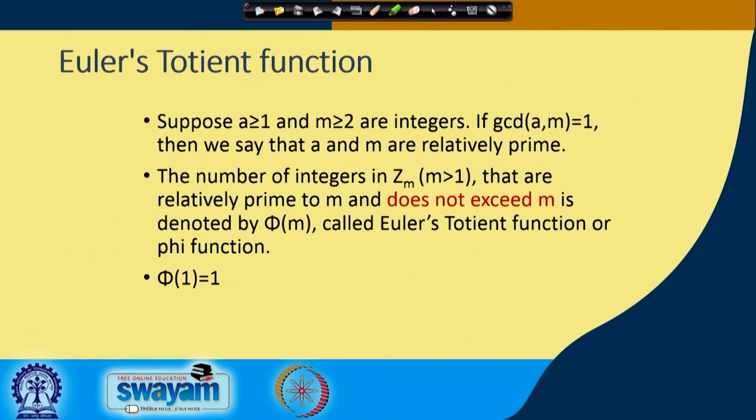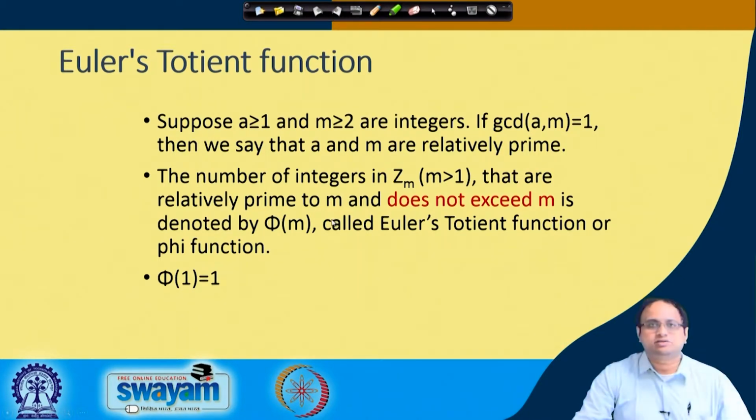Just to generalize this, the generalization is based upon a particular function called Euler's Totient function, often denoted as phi of m. Suppose that A and m are integers such that the greatest common divisor of A and m is 1, that means A and m are mutually co-prime or relatively prime. Then the number of integers in Zm that are relatively prime to m and do not exceed m is denoted as phi m. This is also called the Euler's Totient function or the phi function.